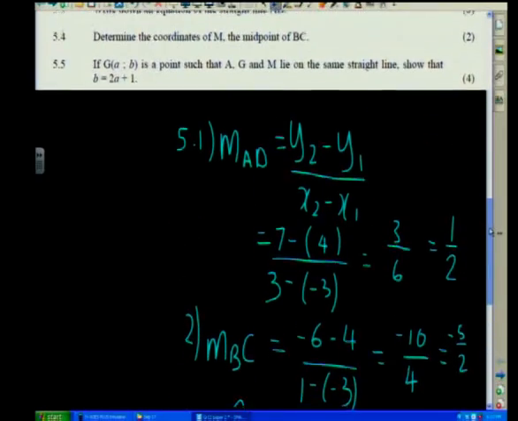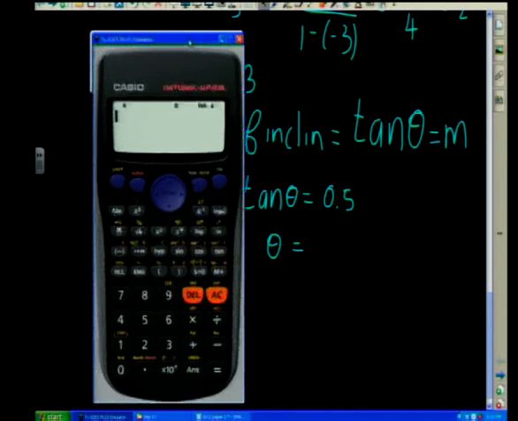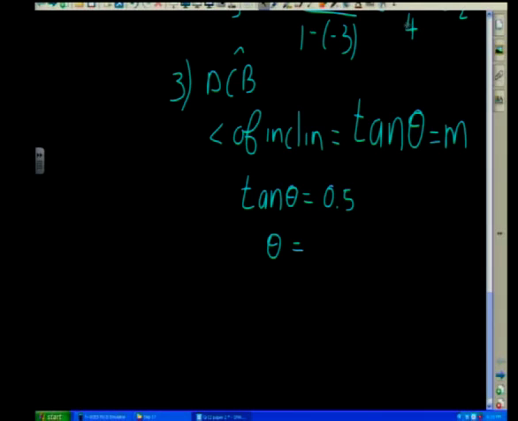And the gradient here of line AD is a half, so therefore if tan of theta is 0,5, you can use your calculator and work out the angle theta. Okay, so on your calculator, let's just bring this across. We're working out the angle theta, so we're going to start by saying shift tan of the ratio, which is 0,5, equals. We get an answer of 26,565.